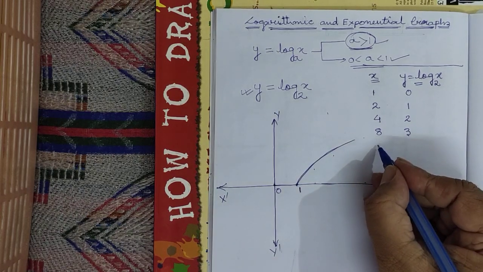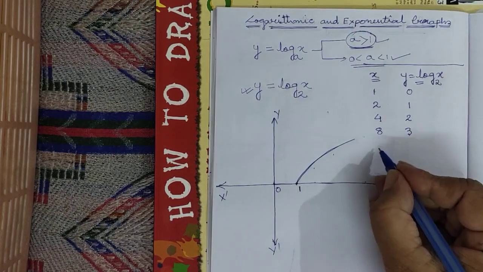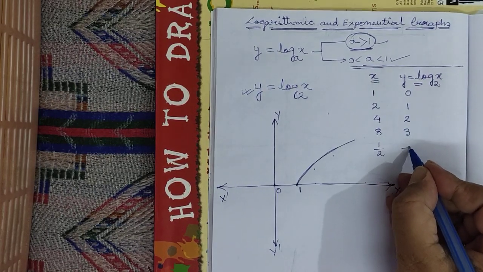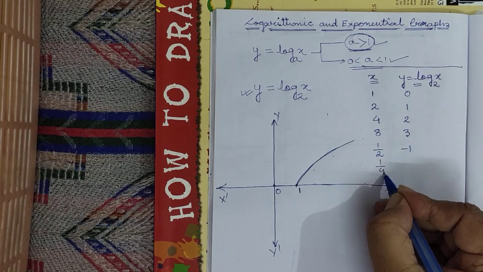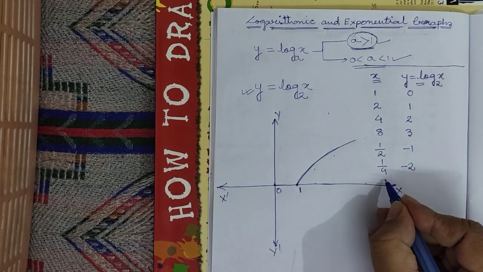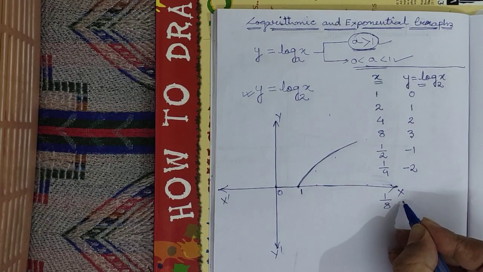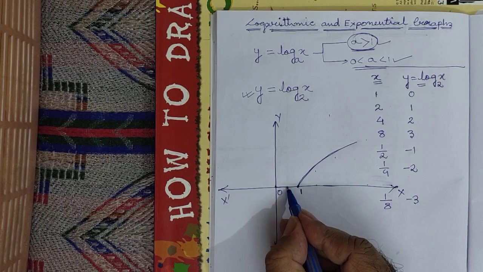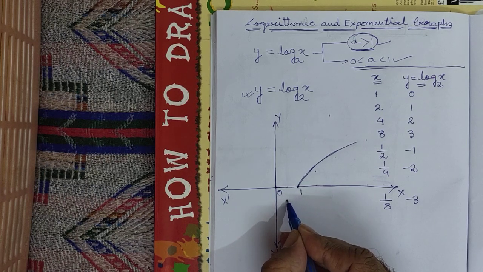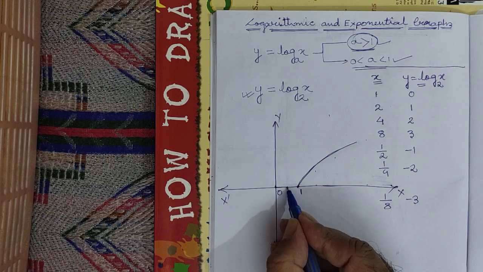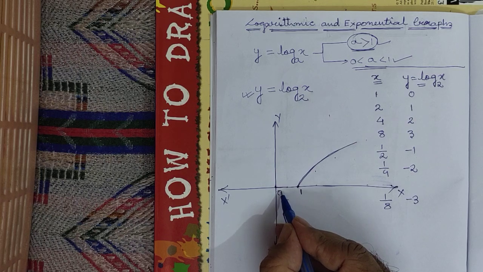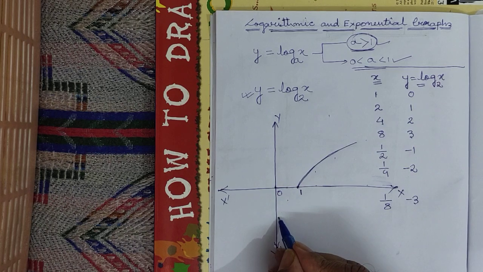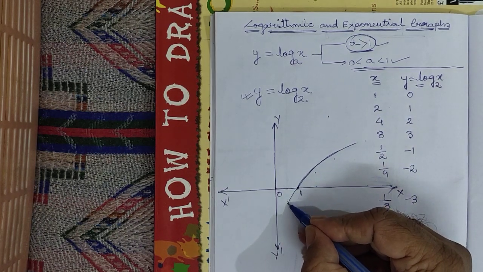Now, suppose I take a value between 0 and 1, say 1 by 2. The log 1 by 2 base 2 will definitely be minus 1. If I take 1 by 4, it would be minus 2. If I take say 1 by 8, it would be minus 3. If I take 1 by 2, the y coordinate will be somewhere here, minus 1. You go yet closer to the origin, it will come yet below. So this way the graph comes like this.